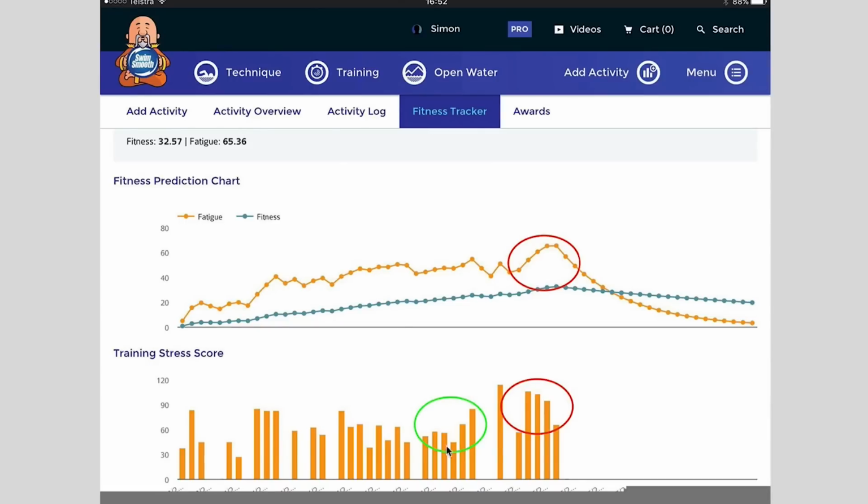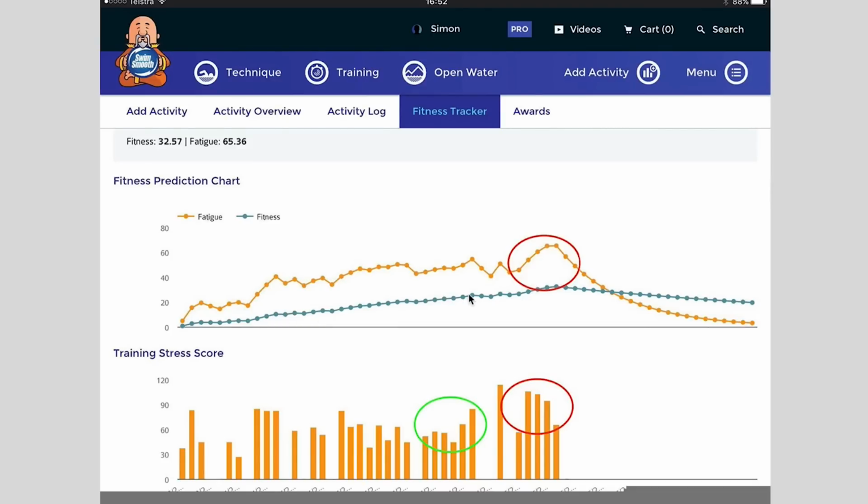So if we look down at the bottom chart here, this is a measure of Simon's training stress score over time. Basically, each one of these yellow columns is a particular session that he's performed. We can see up until around about the end of the green circle here, all of these sessions have been averaging around about 55, 60 training stress score points. And if we look at the chart above, his fitness has been developing nicely.